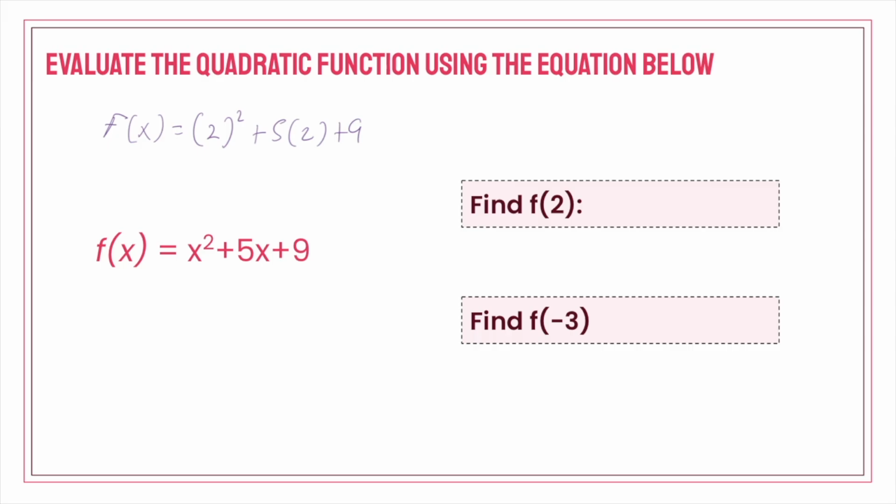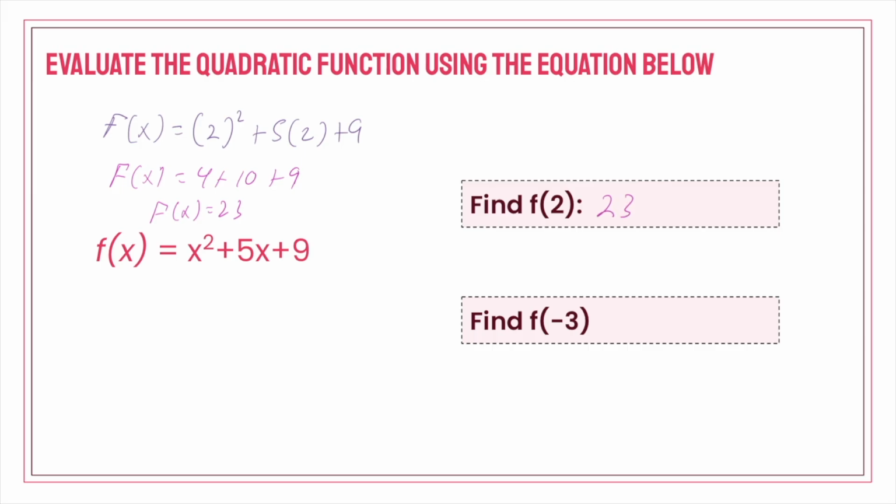But if we'd rather do it ourselves, we're going to do exponents first. So 2 squared is going to be 4. 5 times 2 is going to be 10. So then we've got, when we have our f of x, we're going to have that equal to 4 plus 10 plus 9. And if we add those all together, 4 plus 10 is going to be 14. Plus 9 is going to give us f of 2 is equal to 23. So that's our first one. f of 2 is equal to 23.